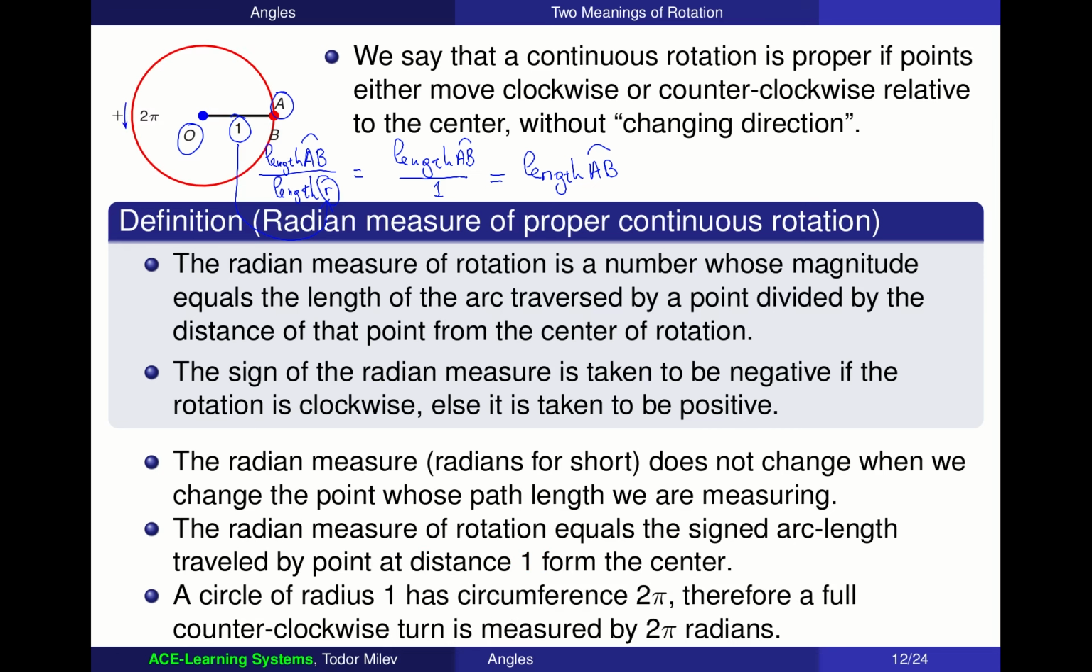Okay. So in that way, since a circle of radius 1 has circumference 2 pi, a full counterclockwise turn is measured by 2 pi radians. So a full counterclockwise turn is 2 pi radians.